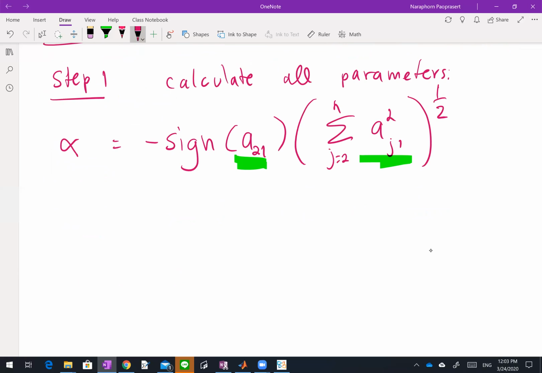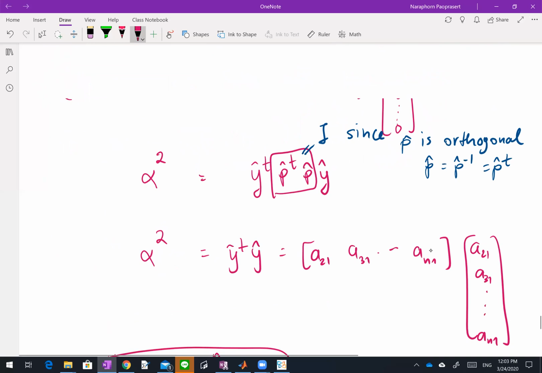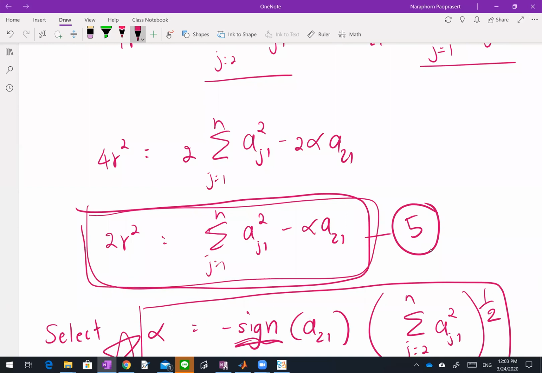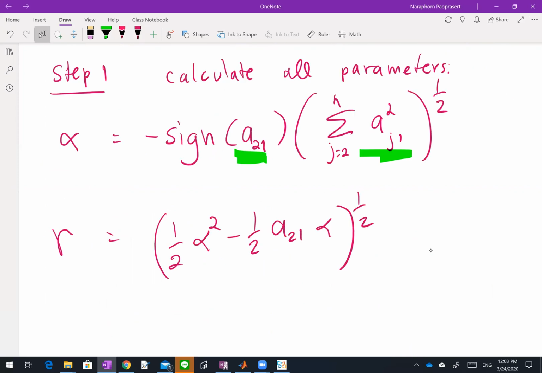Once you have the alpha, then your r is going to be 1/2 alpha squared minus 1/2 A21 alpha, everything to the 1/2. And this r is calculated from equation number 5, by just plugging in this to be equal to alpha squared, and then you solve for the r. So you know alpha here. You can use alpha in calculating the r, and you can just plug in A21 here. So r is also pretty easy to calculate.